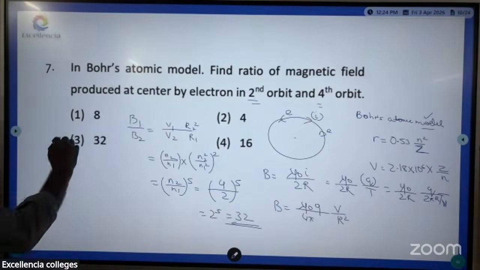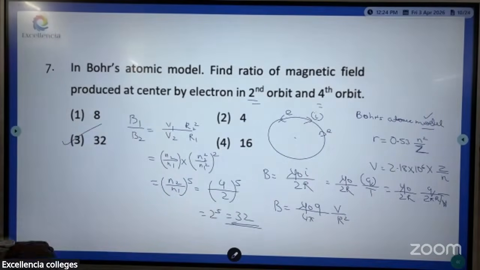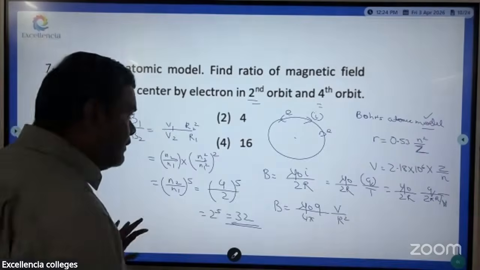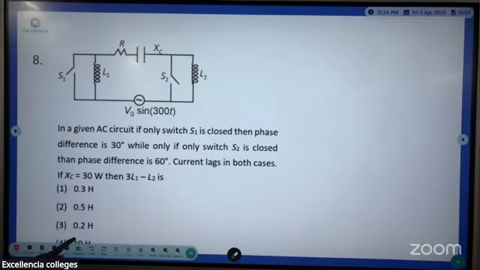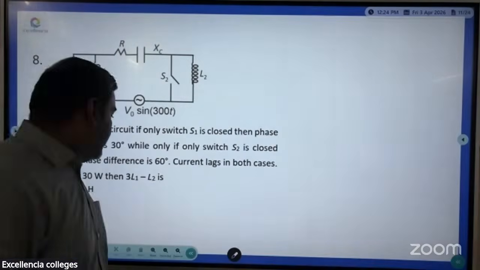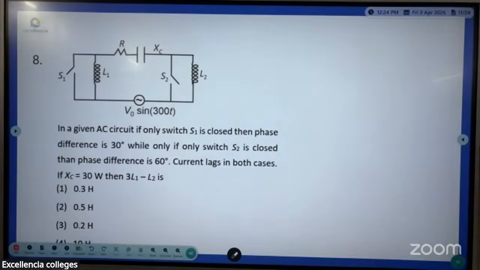We'll get the answer as 32. I hope we are moving it. This is slightly a little bit on the trickier side. Right? If you're prepared thoroughly, you must have come across this kind of a question in the past. Okay. Now let's have a look here.